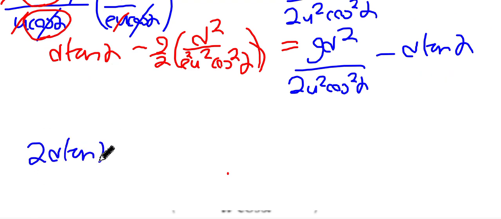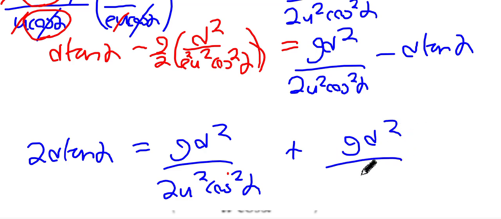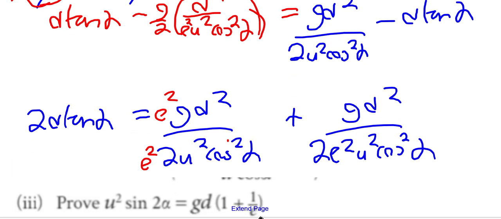2d tan alpha. Then I'm going to bring this g over 2. So I'm going to keep the gt squared over 2u squared cos squared alpha. I'm going to bring over the g over 2 on the other side then. So it's going to be gd squared over 2e squared u squared cos squared alpha. Now, what I'm going to do next is give them a common denominator. I'm going to put an e squared here, therefore an e squared there. Agreed? Now, here's where stuff gets interesting.